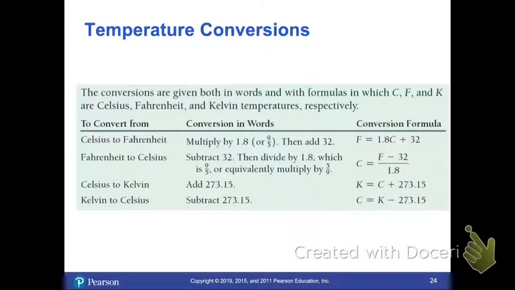Okay. So we do so by using these conversion factors. If we want to go from Celsius to Fahrenheit, we use the formula F equals 1.8 C, where C is our Celsius, plus 32. From Fahrenheit to Celsius, we use this formula here. From Celsius to Kelvin, we use this formula here. And from Kelvin to Celsius, we use this formula here. Again, you will be given these, so you do not need to memorize them.